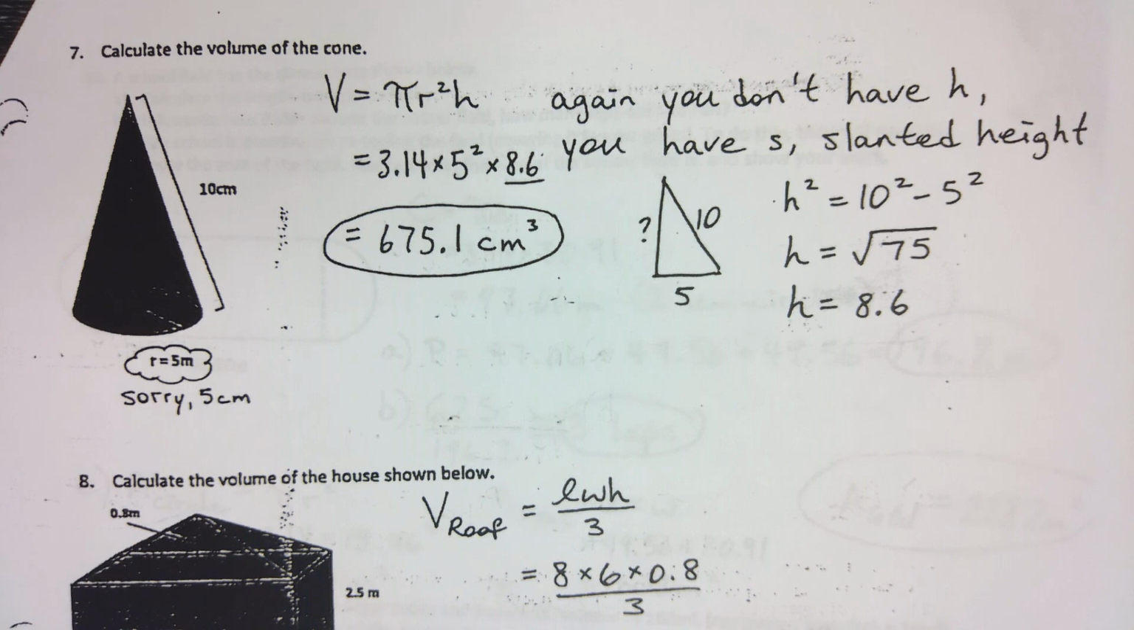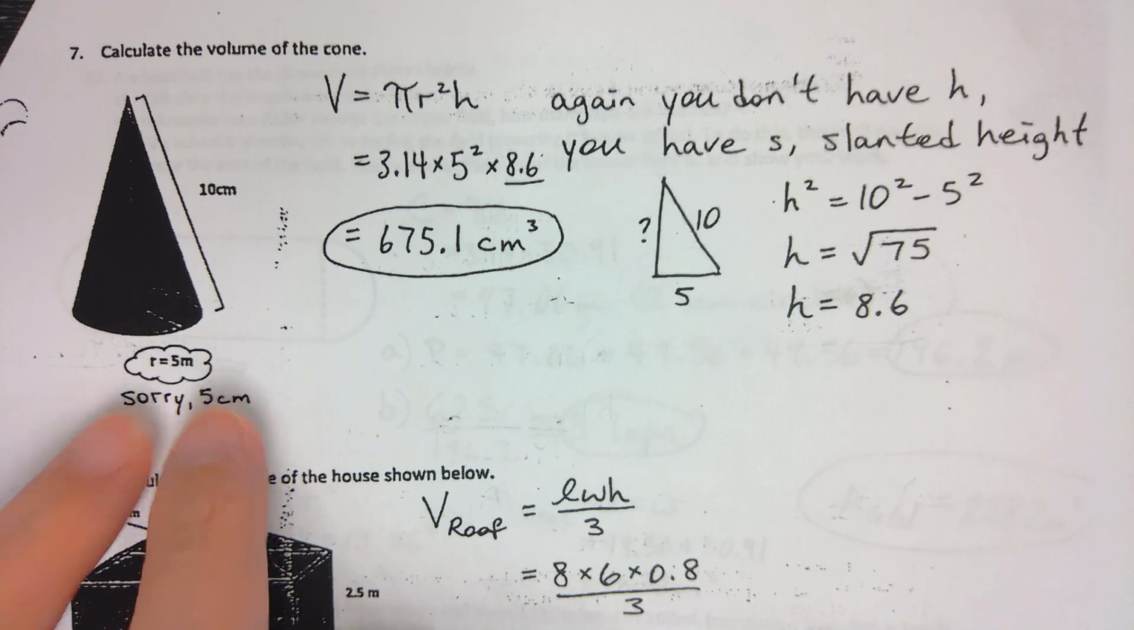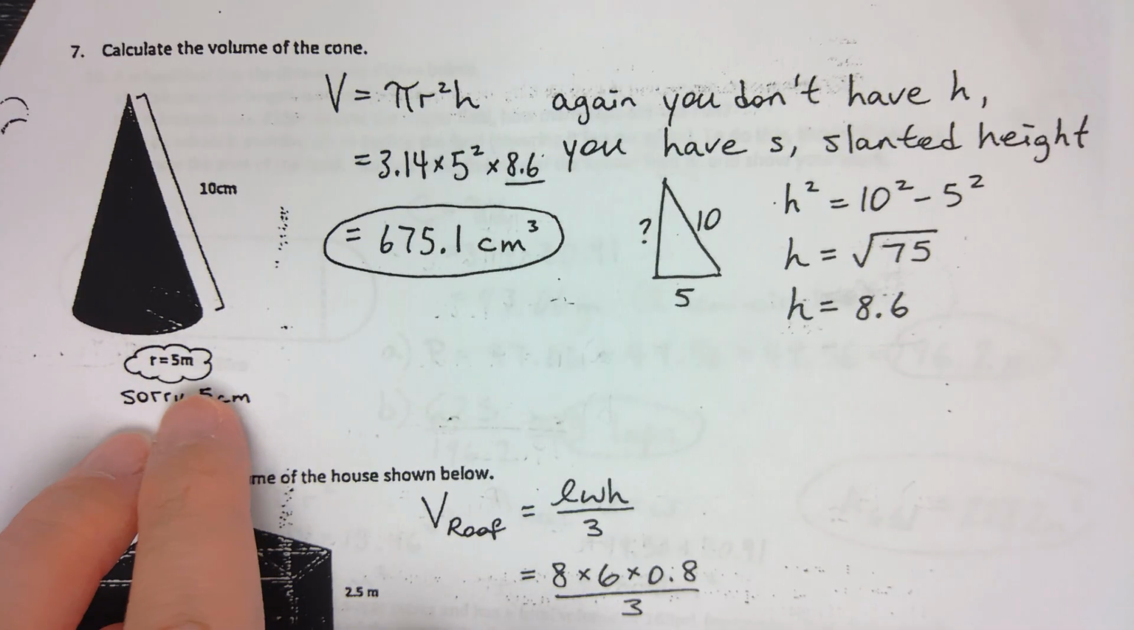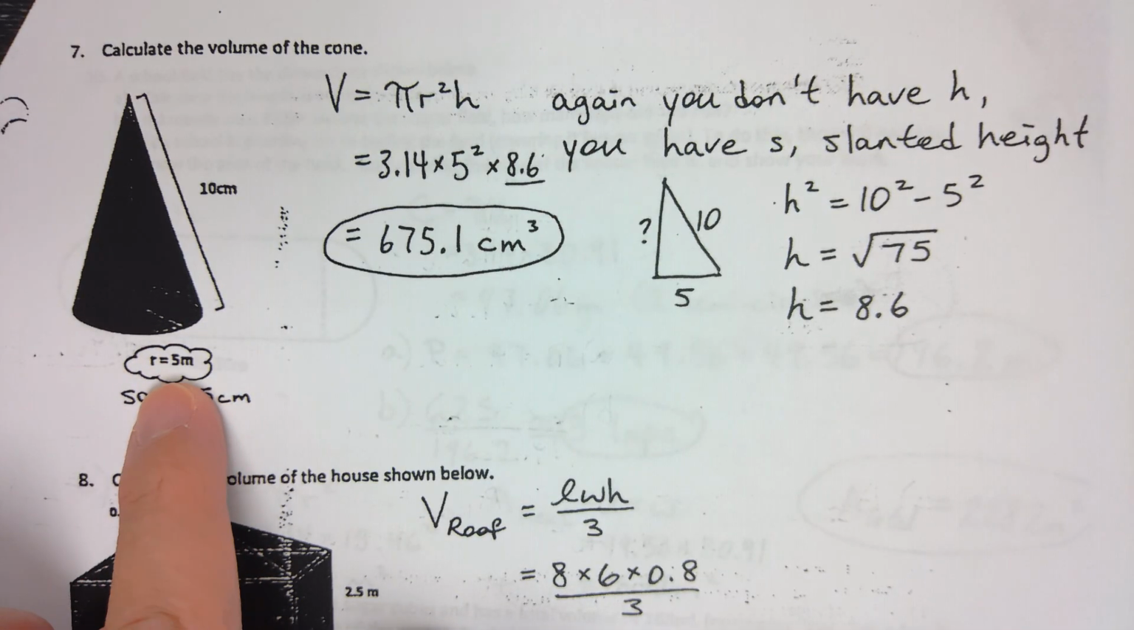Page 27 of the review. I don't know if you guys noticed, I had a typo right here. So I had 10 centimeters and then 5 meters right here. Why can't this be 5 meters? Why can't my radius be 5 meters?